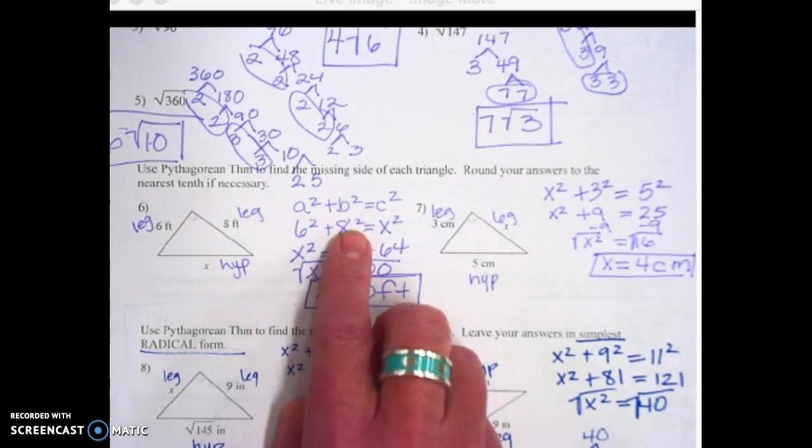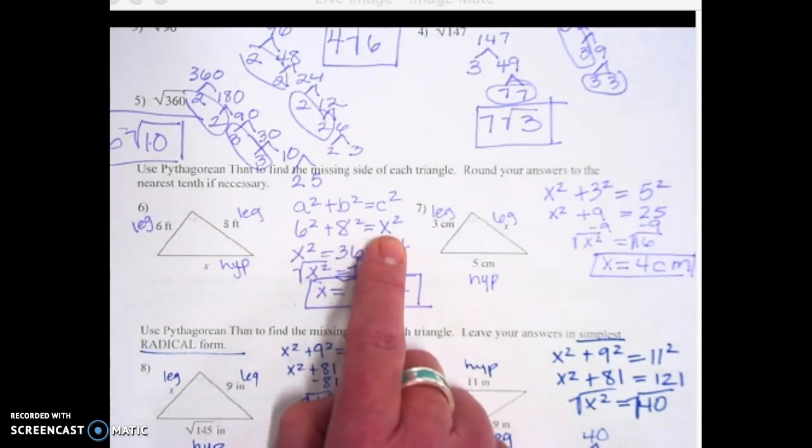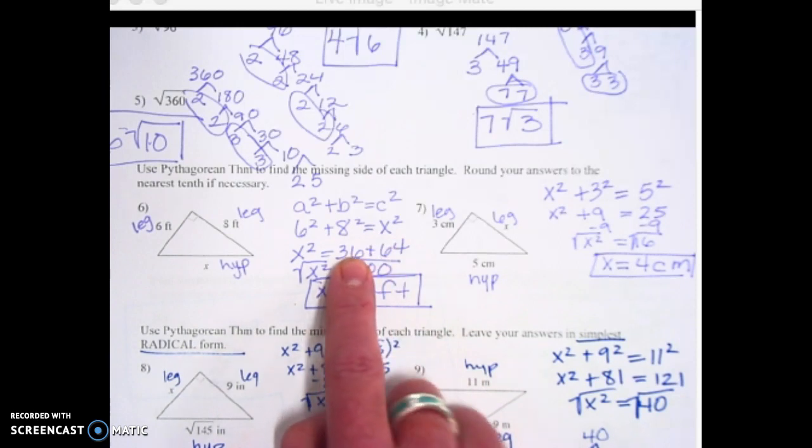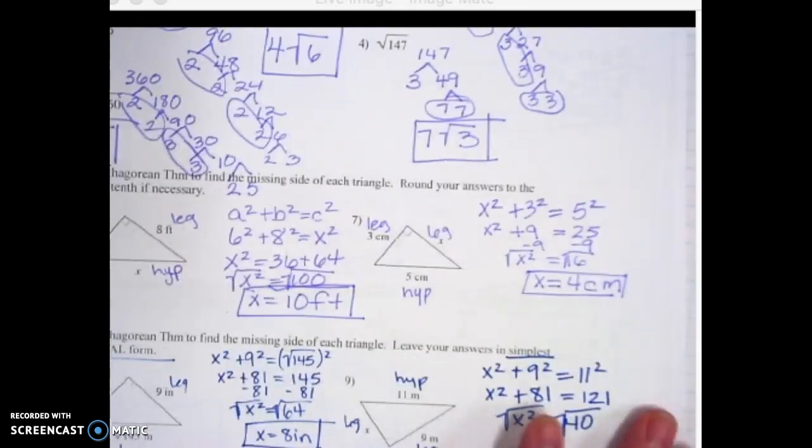So you plug in your 2 values for your legs, and for the hypotenuse, you plug in x. 6 squared is 36, 8 squared is 64, add them together, take the square root, and it comes out perfectly. No decimal needed.